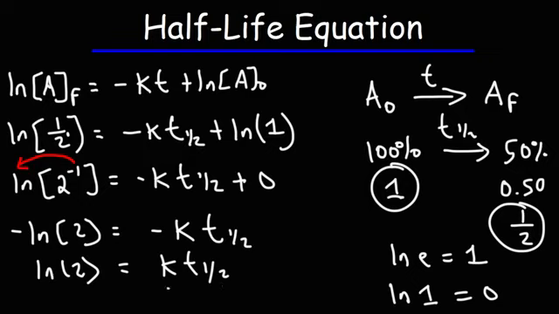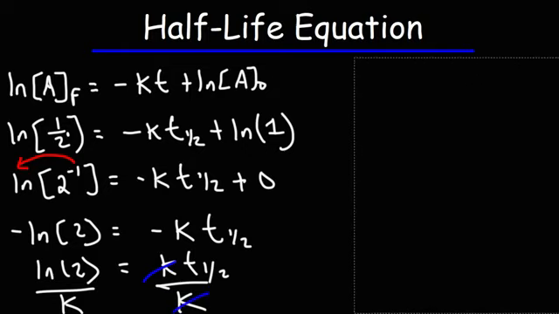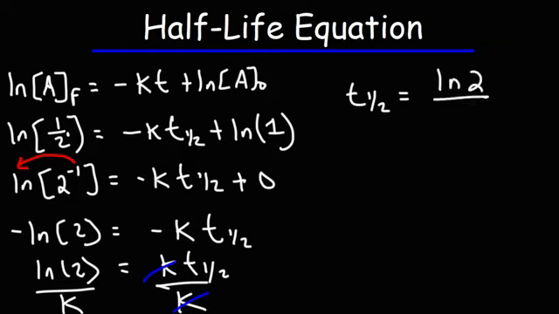So to get the half-life, we need to divide both sides by k. Therefore, the half-life equation for a first-order reaction is this. It's equal to the natural log of 2 divided by the rate constant k. So for a first-order reaction, the half-life does not depend on the initial concentration of the substance. It only depends on the rate constant k, which means the half-life is constant because k is constant.